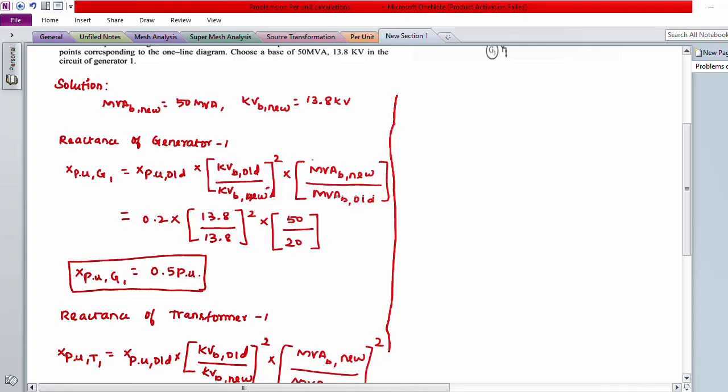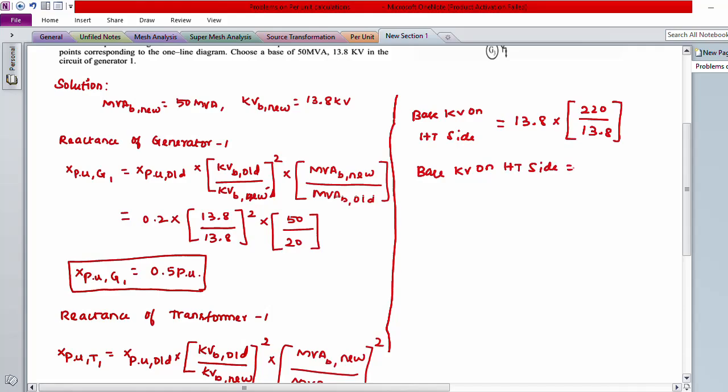So the new base kV on HT side is equal to the LT base voltage, that is 13.8, times the HT voltage rating, which is 220 for transformer 1, divided by the LT voltage rating, 13.8. If you simplify this, the base kV on HT side is equal to 220 kV.